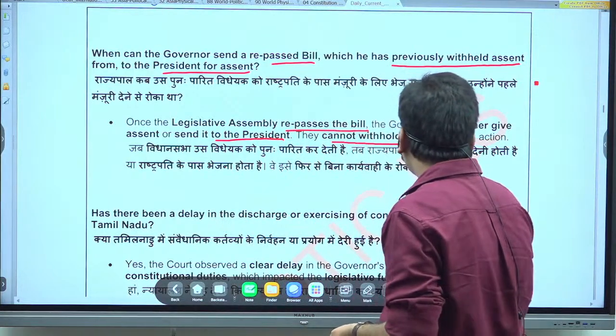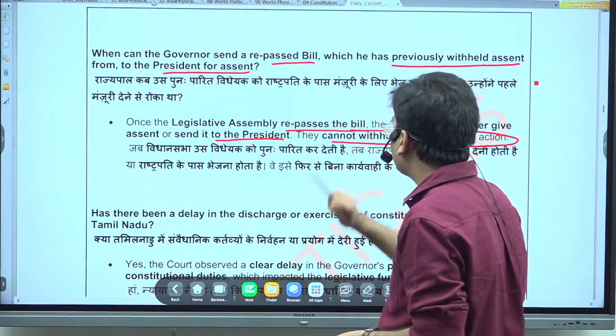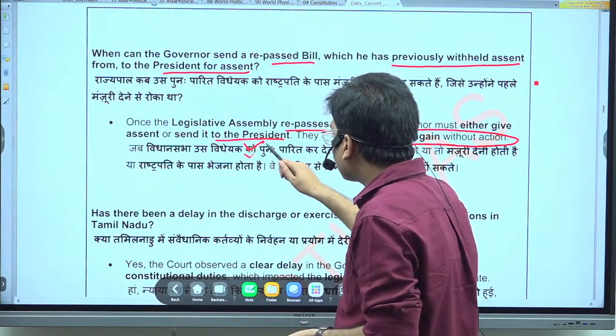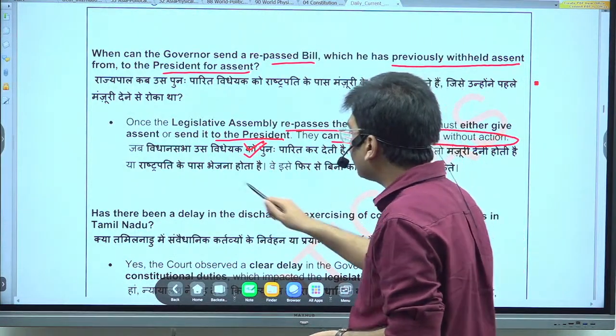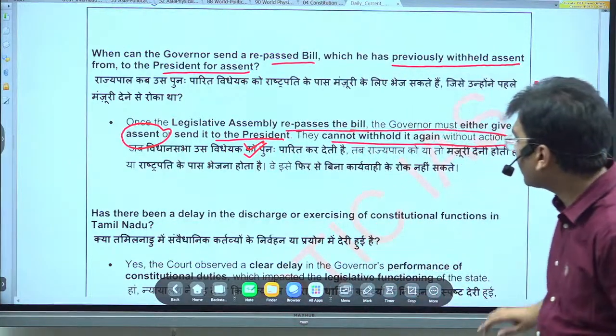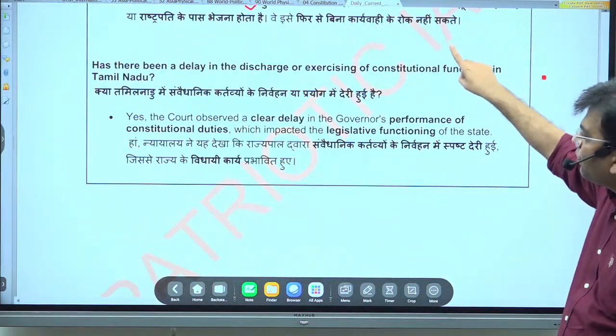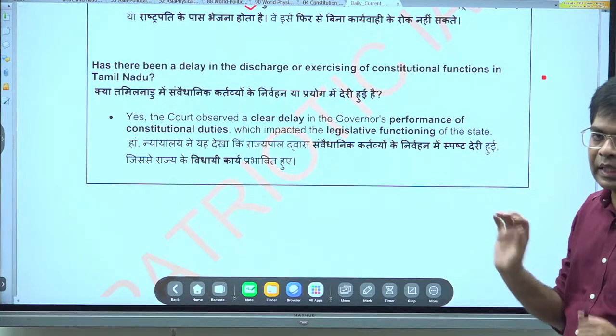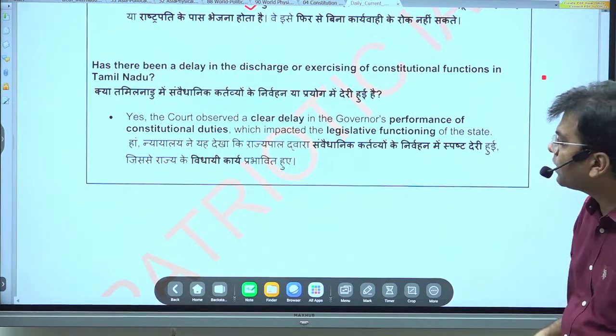They cannot withhold it again without action. So again, on the second chance, the governor must either give assent or send it to the president. This is the norm. Again, here he cannot withhold the bill. He cannot say that I am not taking the decision, I will not give a decision.